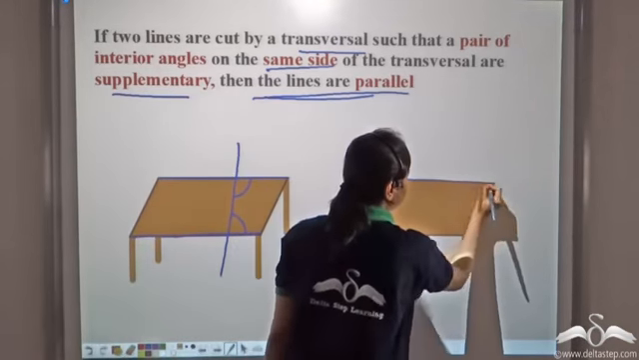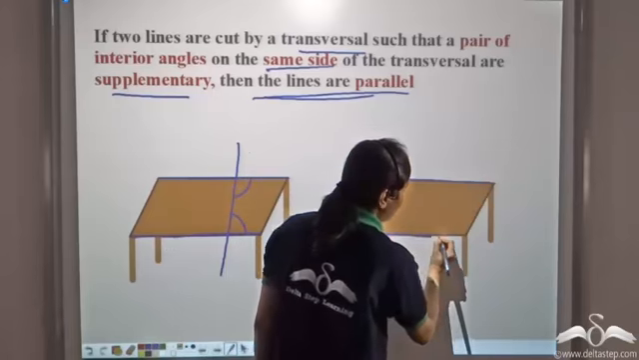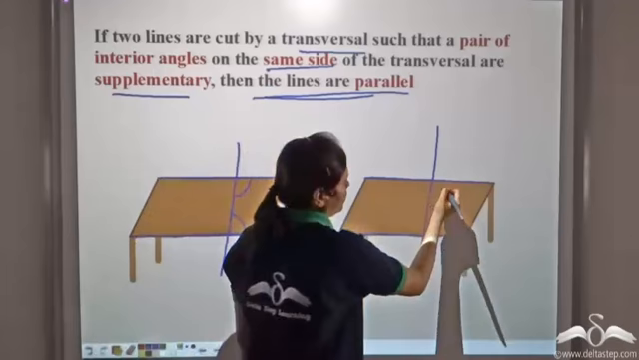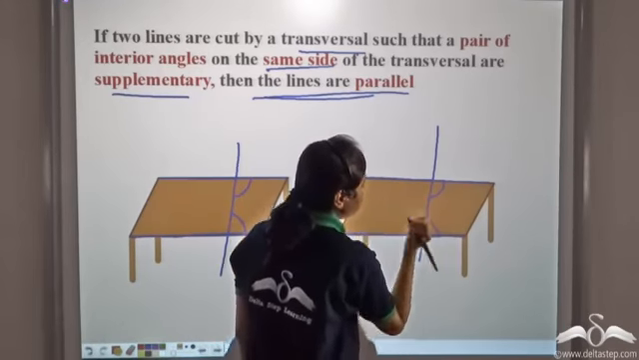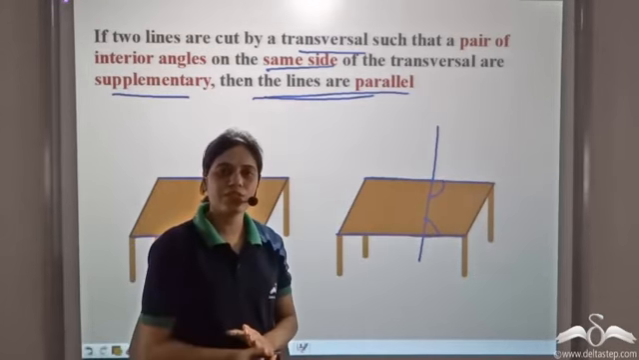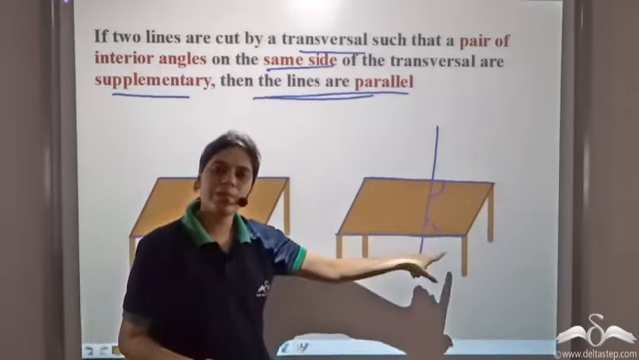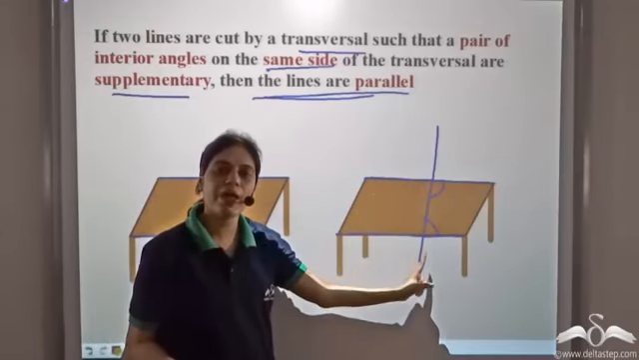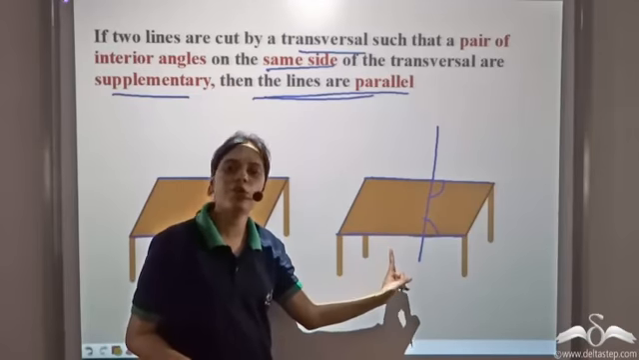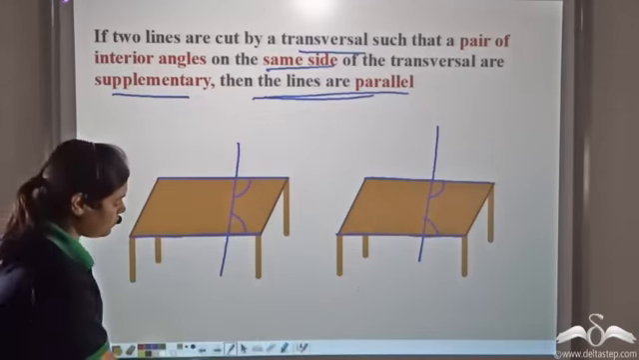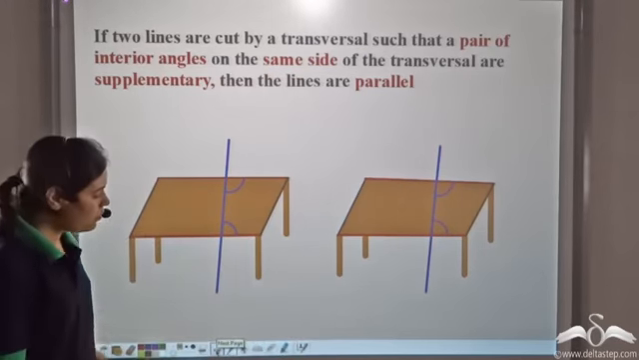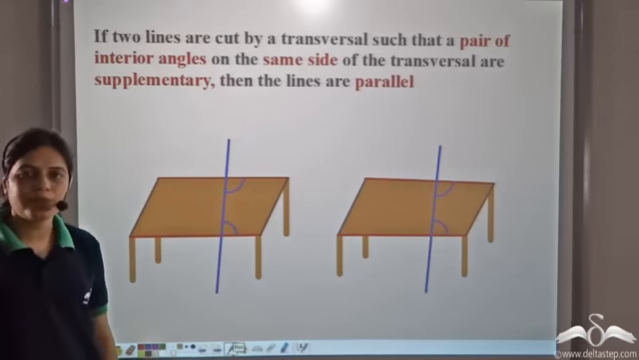Similarly, in this case, we have these two lines. We draw a transversal. This and this form a pair of interior angles on the same side of the transversal. If these two are supplementary, then these two lines will be parallel. If these two are not supplementary, then these two lines will not be parallel. So we need to check for these angles. Now we need to measure it using a protractor.